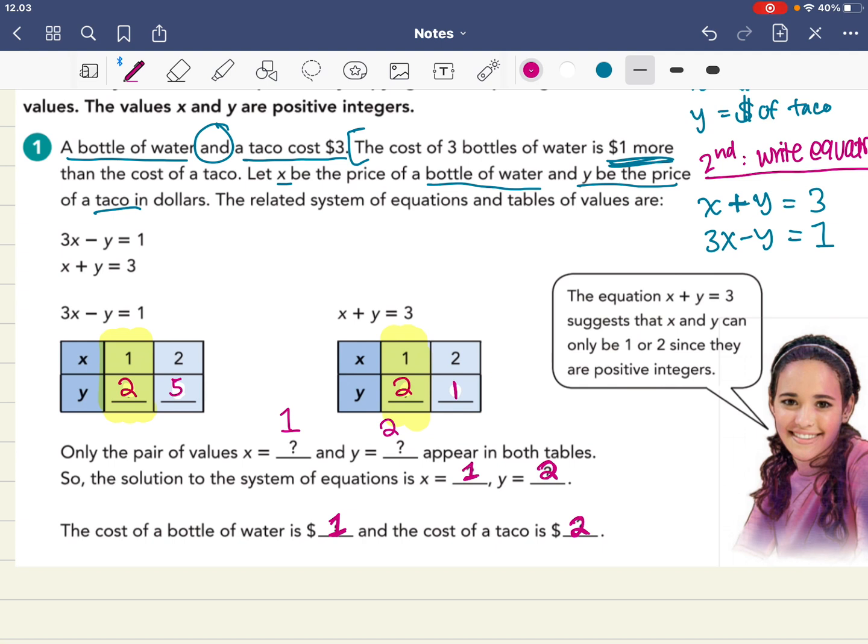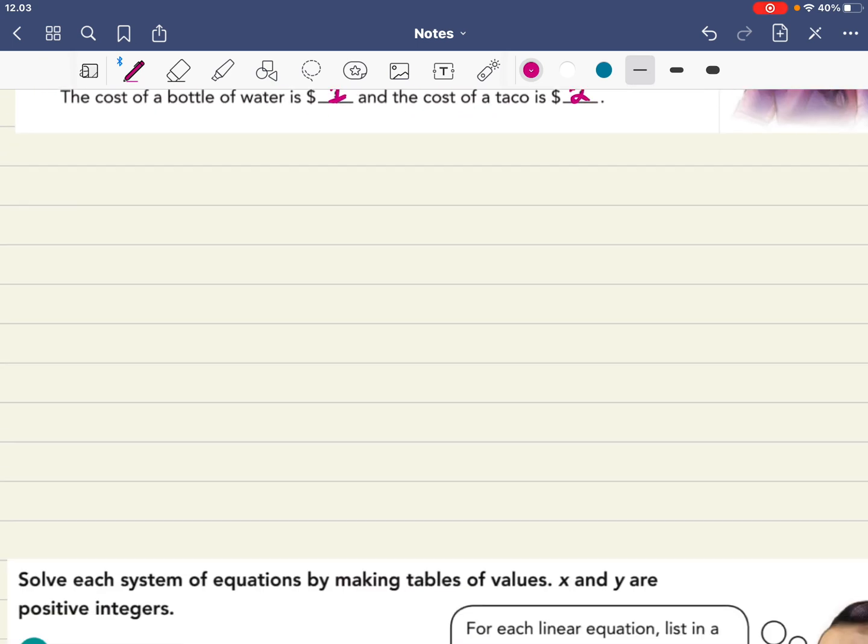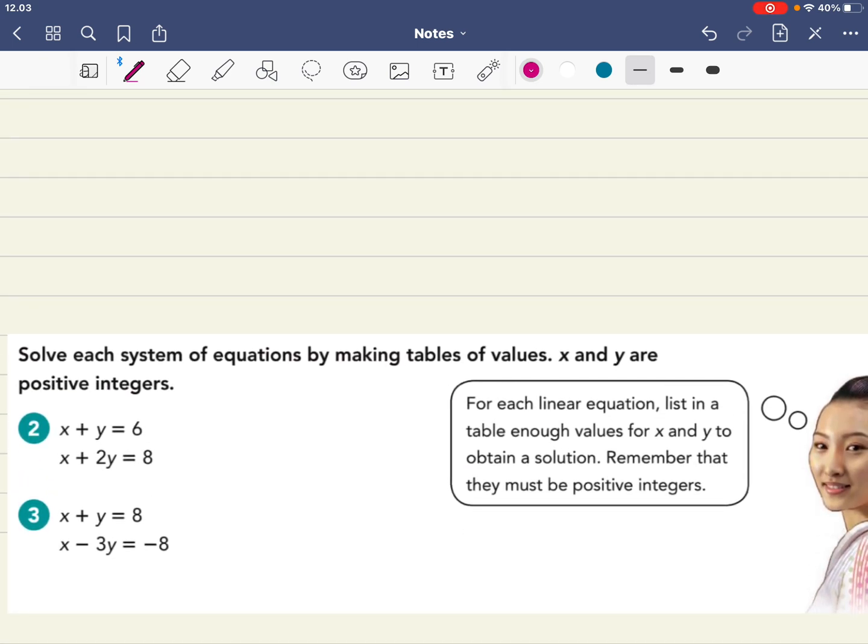Okay. So whatever they have in common, that's your answer. Because it means that they have common, if you plug in 1, you get the same thing out, right? So we know that x is equal to 1 and y equals 2. Not hard, right? It's pretty easy. So make sure you know how to do these steps. And we're going to do another example here.